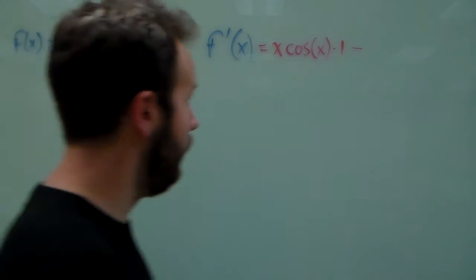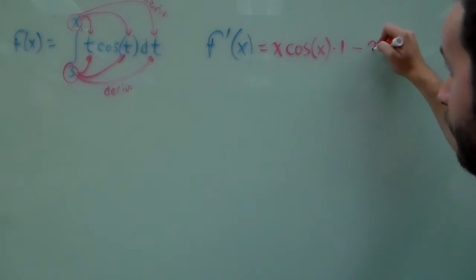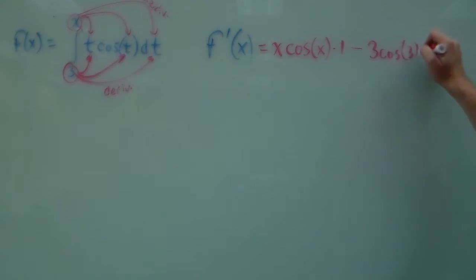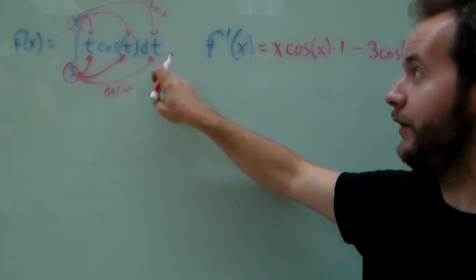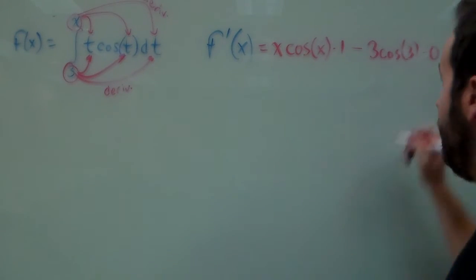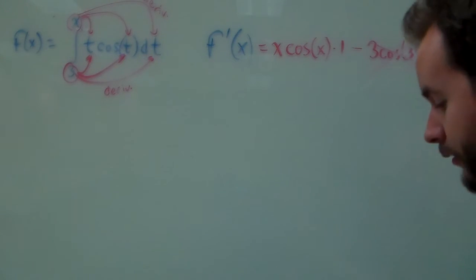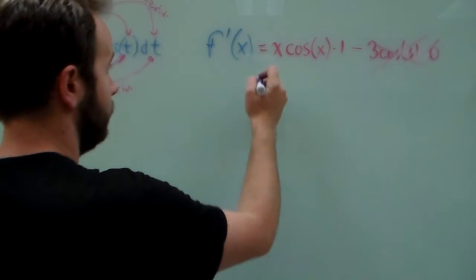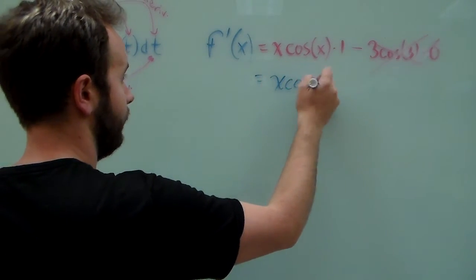Okay. 3, when I plug it in for t here, and then the derivative here, you might realize that the derivative of 3 is going to be 0, so just poof and goes away. But let's just plug it in anyway. 3 cosine of 3, and then the derivative of 3 is 0. So times 0 causes that thing to just vanish and go away. Don't even bother to write it. So we get a final answer of x cosine of x.